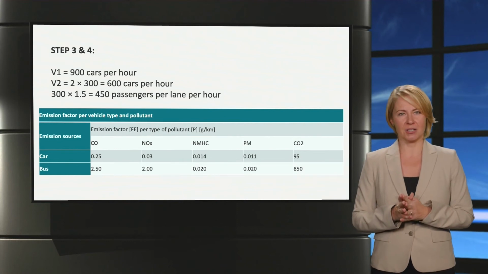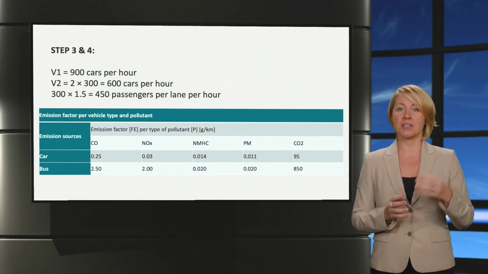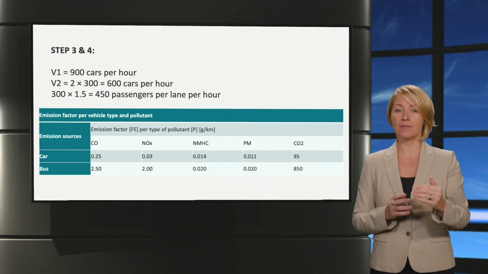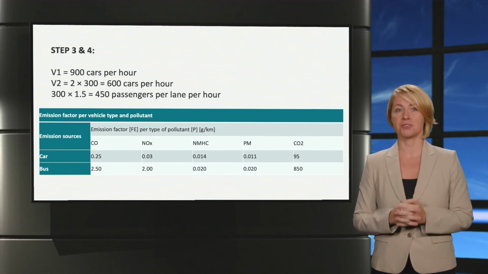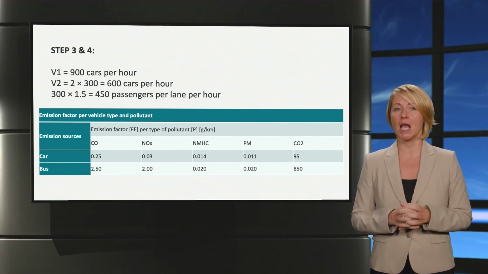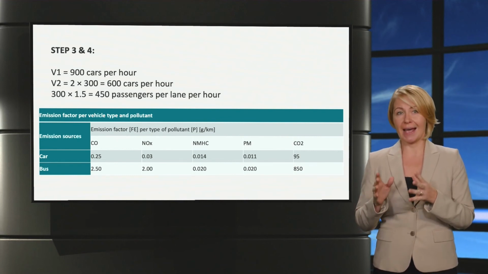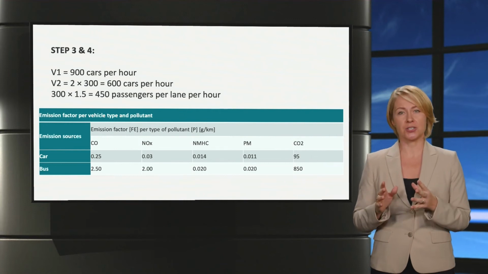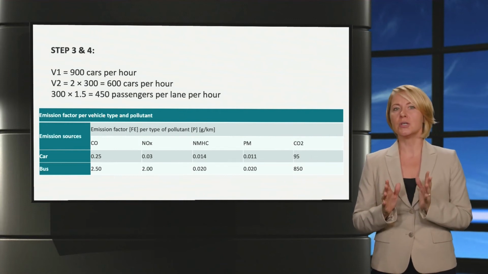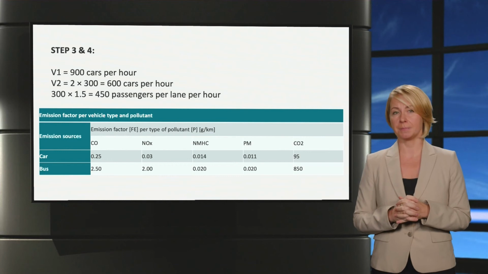We have already calculated that 900 cars will be traveling in 1 hour on the highway. So V1 is equal to 900. And this will be our baseline. Calculation of the car traffic volume in the alternative situation after the bus lane implementation will be V2 and equal to 600 cars per hour.